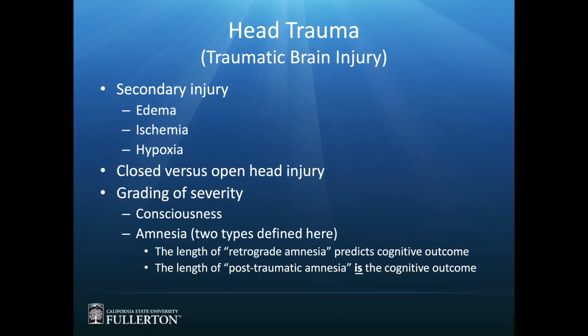While we're talking about consciousness, I want you to know about 2 types of amnesia and the confusing use of some terminology related to amnesia. There is something called retrograde amnesia, and retrograde amnesia is an amnesia for a period of time before the injury. So how long that period of time is before the injury, measuring backwards, that the patient can't remember anything, that's very predictive of outcome from that injury.